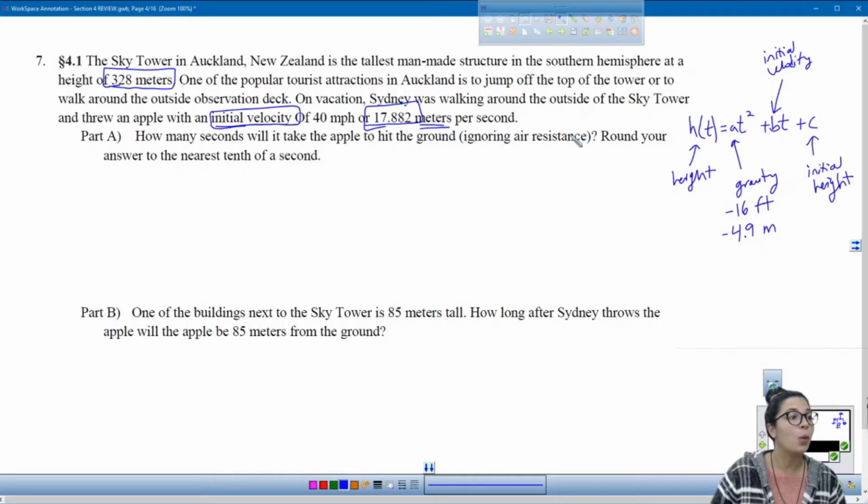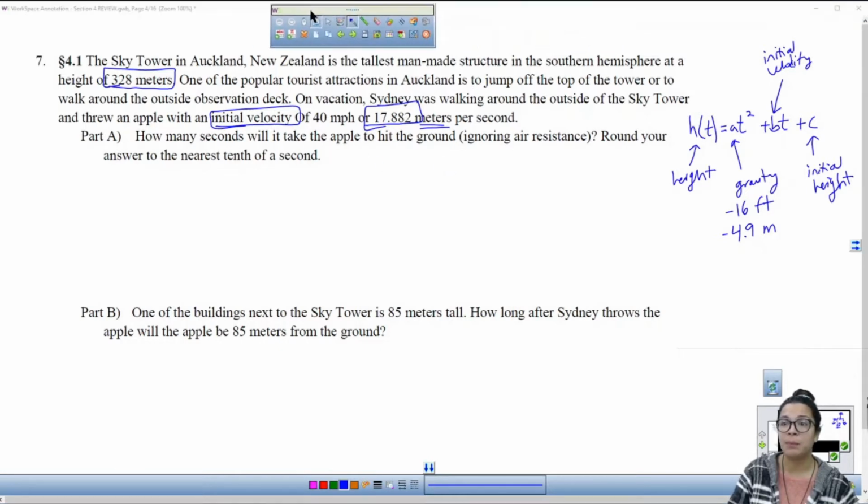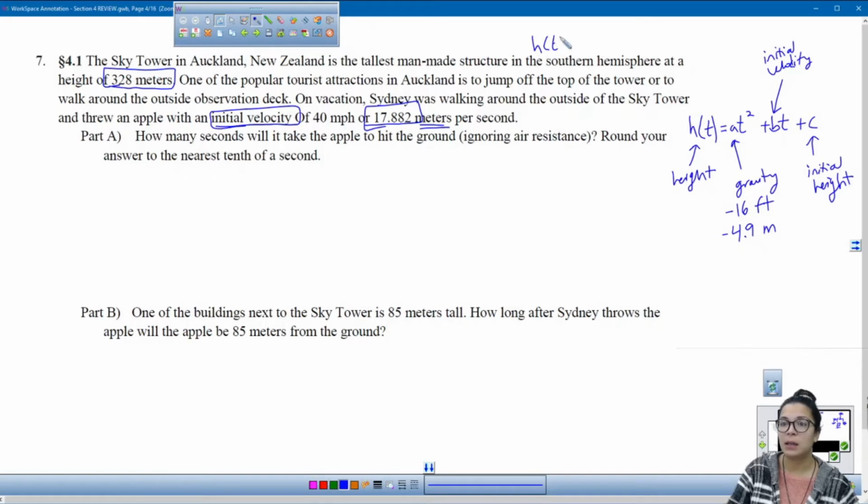Okay, so with that being said, now we can make an equation to represent this problem. The equation would be h of t equals, the gravity coefficient would be -4.9. Why am I using -4.9 instead of -16? Because the problem's unit of measure is meters, so I am going to use -4.9.